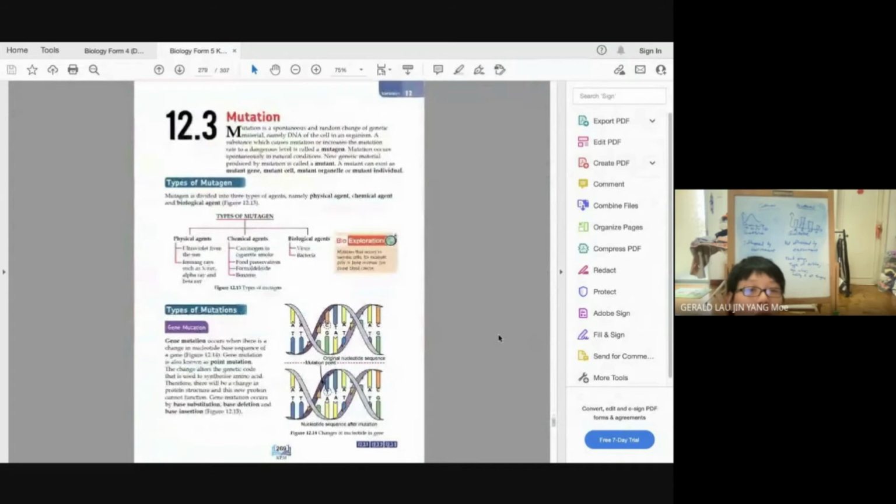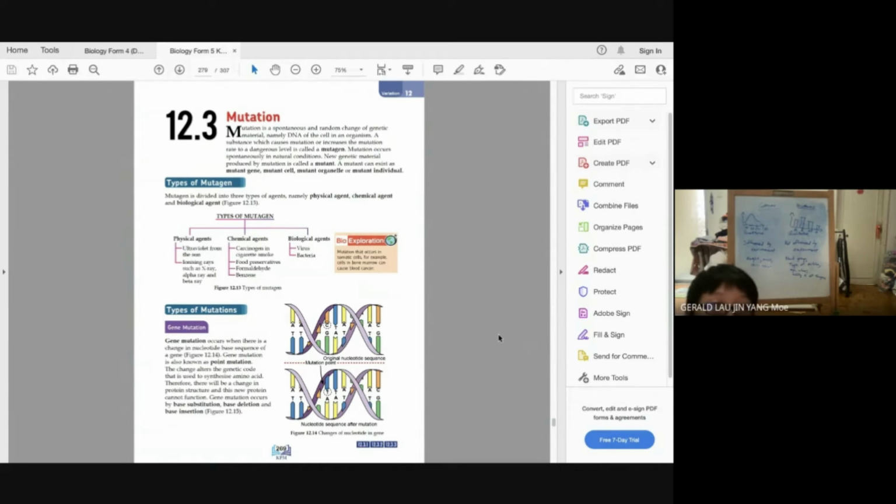Okay, variation. Now we look at mutation. Mutation is very interesting. A substance that causes the mutation is called a mutagen. And the genetic material produced by the mutation is called a mutant.